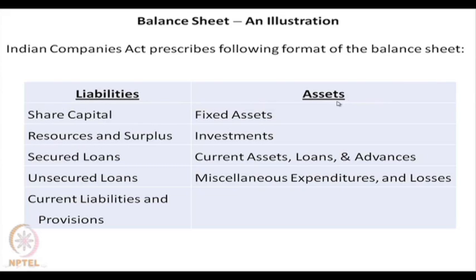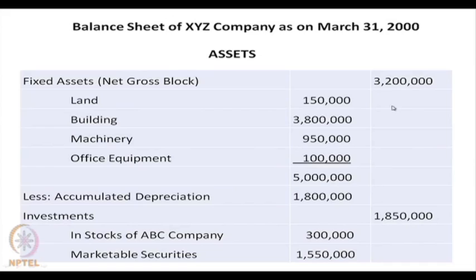On the asset side we have fixed assets, which are also called non-current assets, and current assets. So, non-current assets are fixed assets and investments, and these are considered the current assets. Now, we will take up one by one with the help of an example. To start with, we consider the balance sheet.